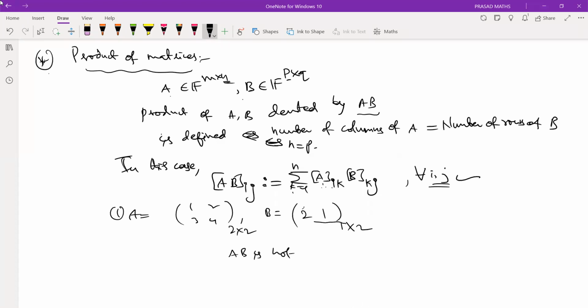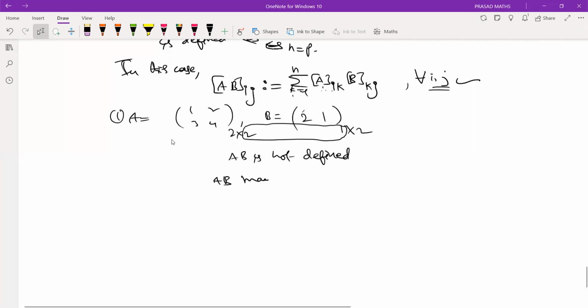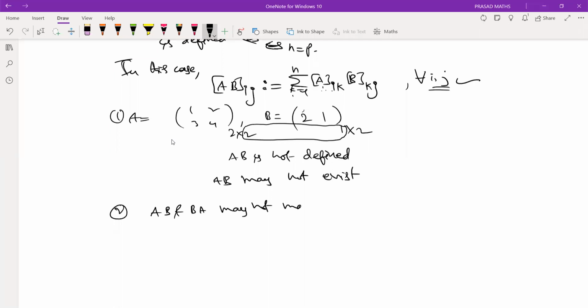Why? Because the number of columns is not defined. So that means A into B may not exist. Of course, B into A also may not exist. Why? Because of the order. The problem is only with the order. Can you give an example?